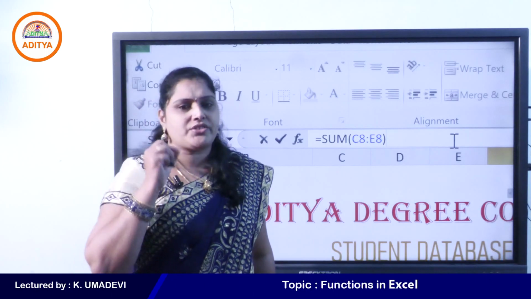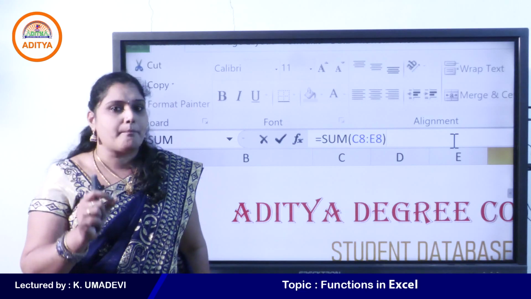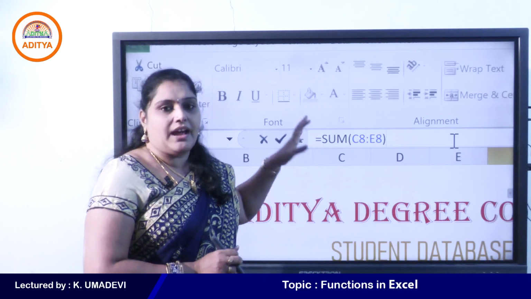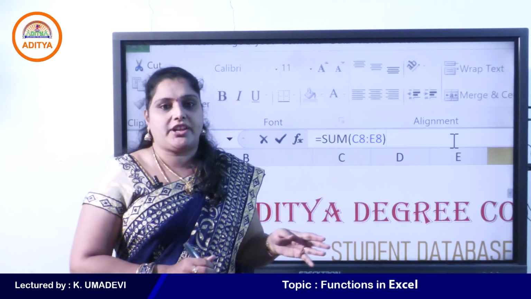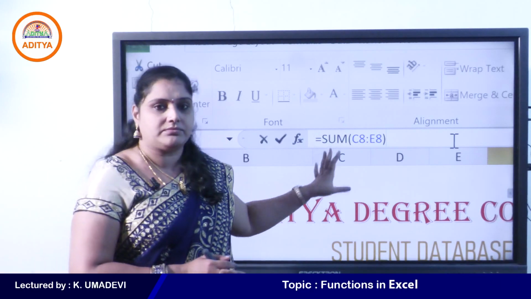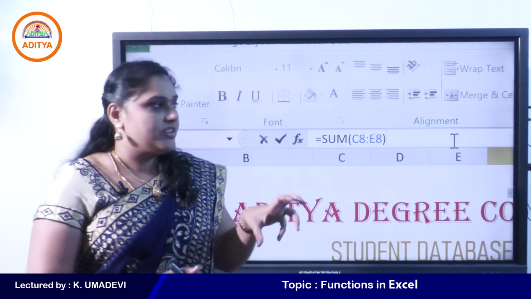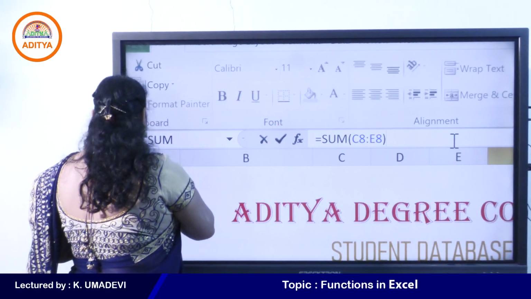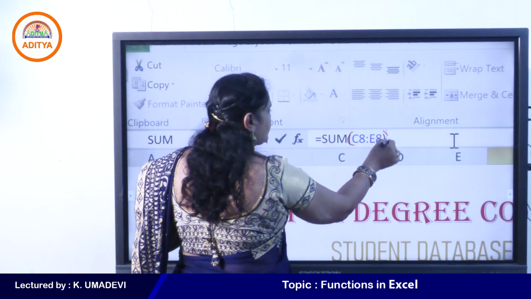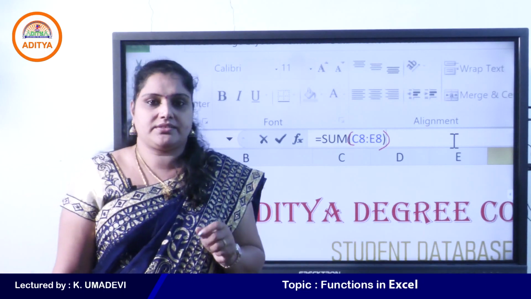What is an argument, students? See, the function or formula must start with an equal to sign, and then it is followed by the function name. Here the sum function is inserted, the name of the function is SUM. The function must be enclosed with parentheses. So this is the open bracket and this is the closed one. Then what is meant by argument?